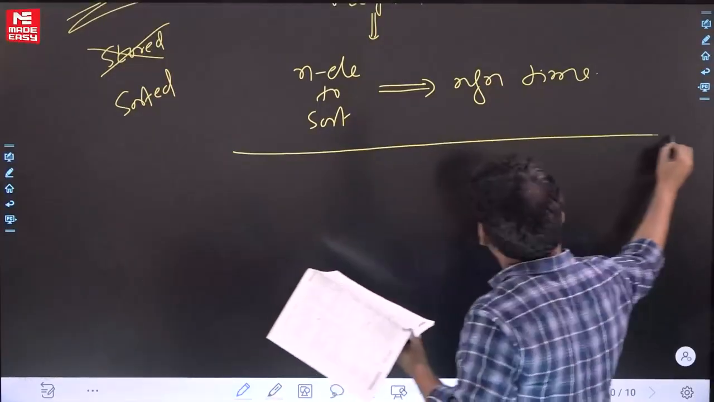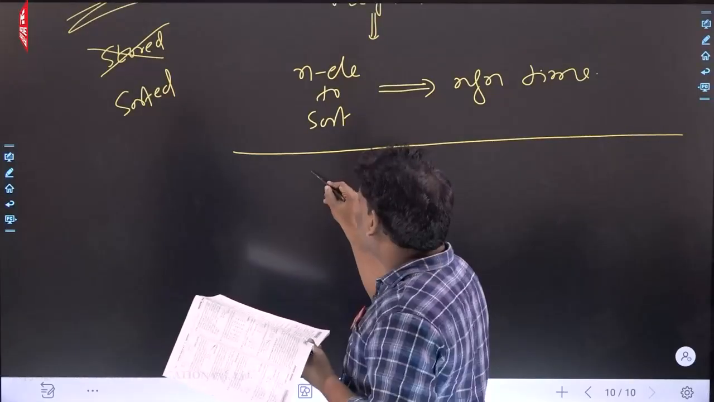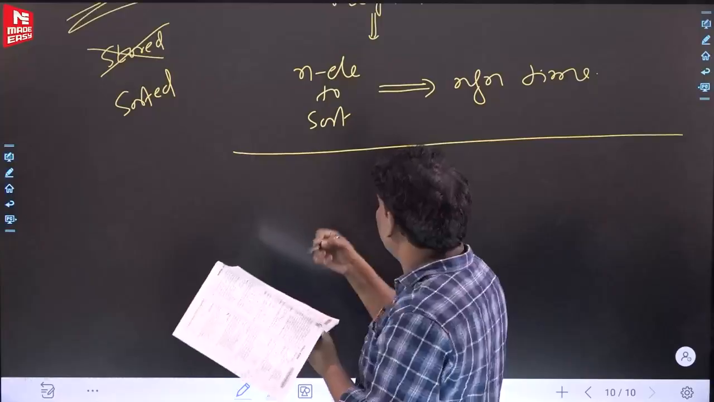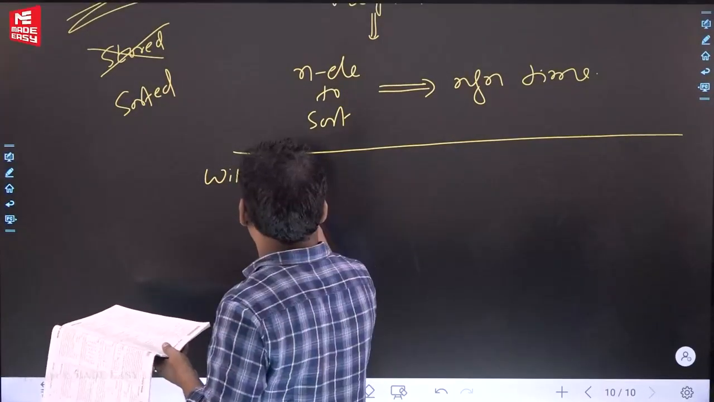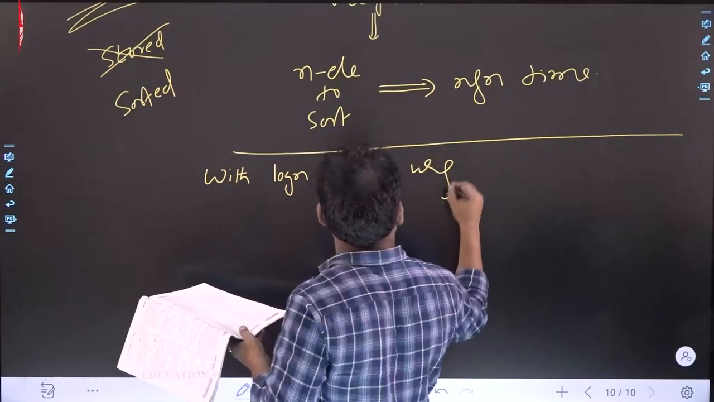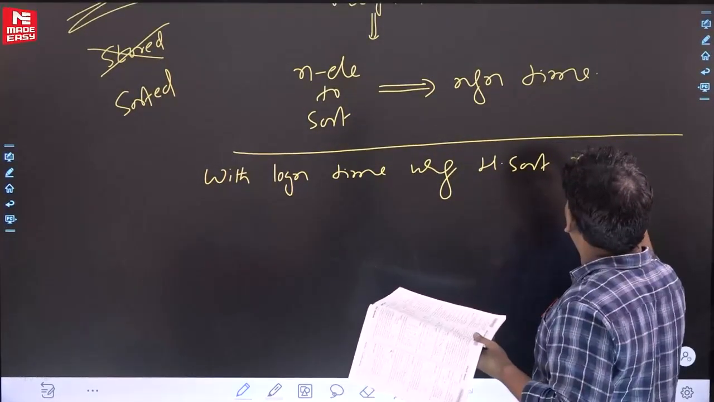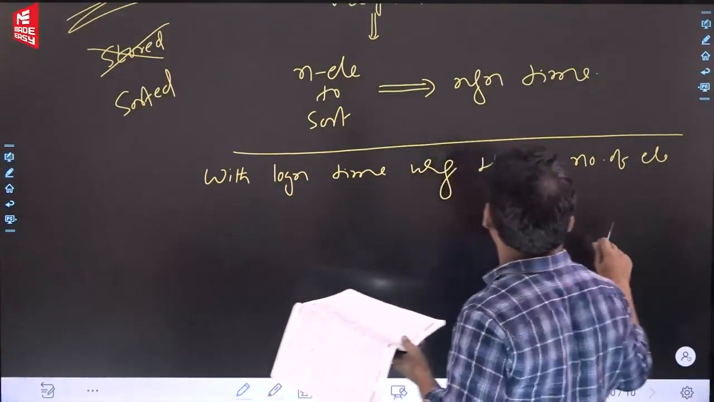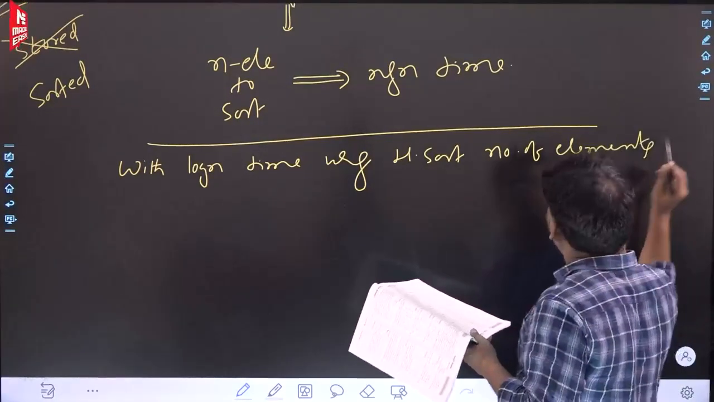Now see correctly. The question he is asking, if you observe clearly: theta of log n. N elements to sort using heap sort takes n log n time, I am okay. The question they are asking is: with log n time, using heap sort, the number of elements that can be sorted.